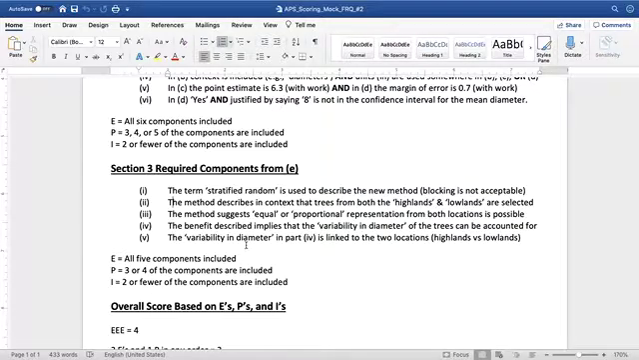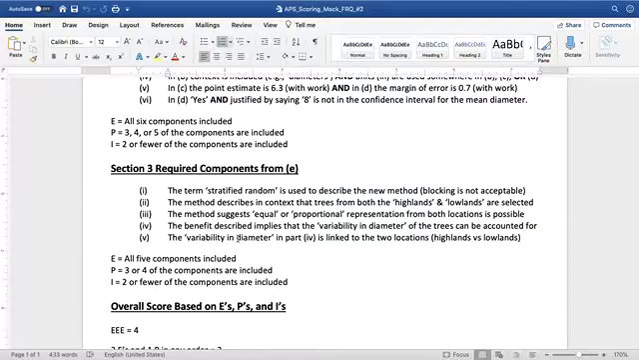Why are we selecting those two locations in particular? Well, because it's those two locations that we should link to that variability in diameter. Why is there variability in diameter in the first place? Well, it has to do with the winds. So from the highlands, we tend to get smaller diameters. From the lowlands, we tend to get larger diameters.